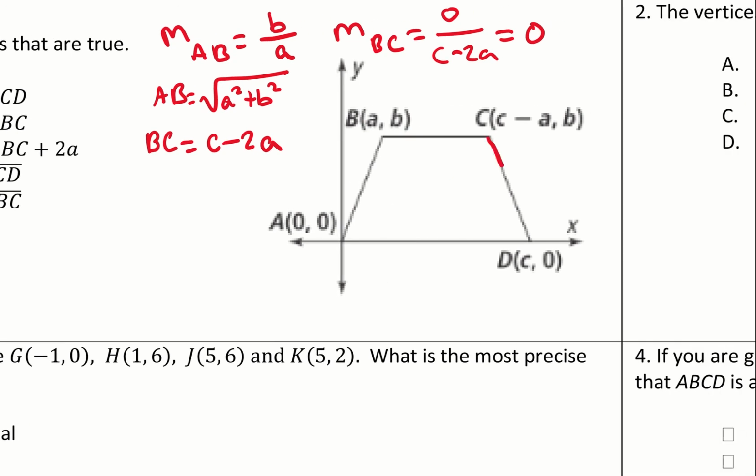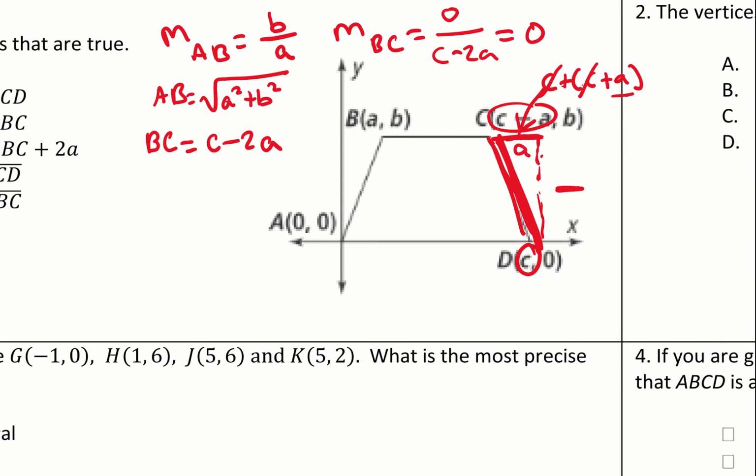Let's look at CD. CD is going down, so the slope is going to be negative. So let's do the rise and the run. This is the run, this is the rise, which in this case is going to be negative. Now to get the run, you have to subtract the x coordinates here. So you have to do c minus parentheses c minus a. Now c minus c cancels, and then this double negative turns into a positive, so that's going to be a. So this is a.